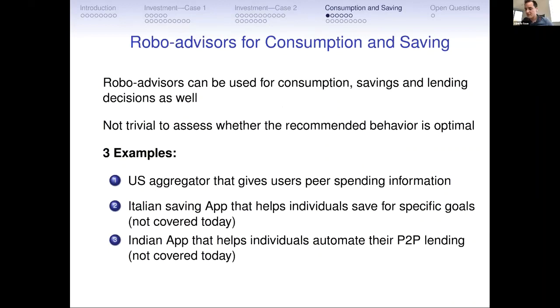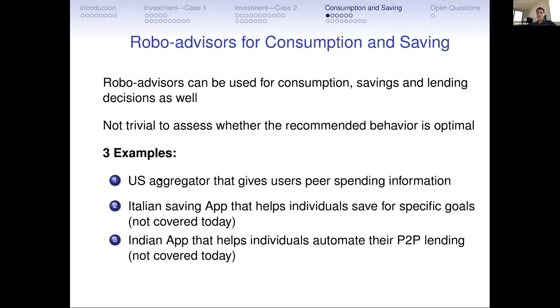Now, given that it's 10:57, I'm going to have only 1 minute left. I don't have time to go into the details of the robo-advisor for consumption and savings, but one thing that is important is that you do not necessarily need to use robo-advisors only for portfolio allocation. There are now robo-advisors being used for consumption, savings, and lending decisions. Here, of course, it becomes a little less trivial to understand exactly what is optimal advice, but I have a couple of papers on this.